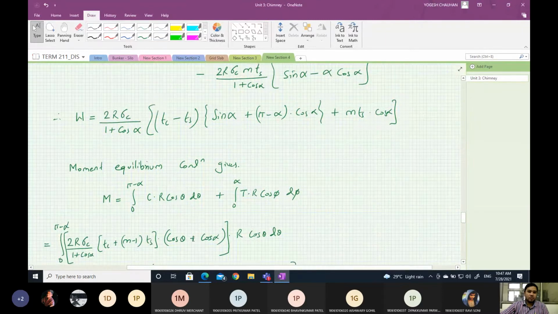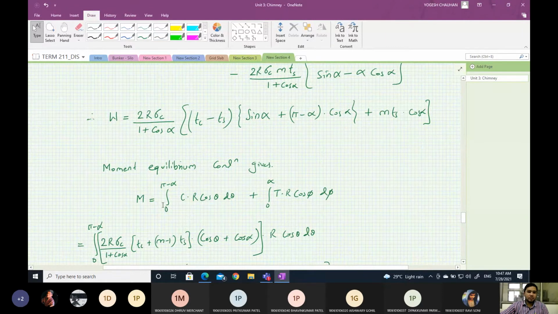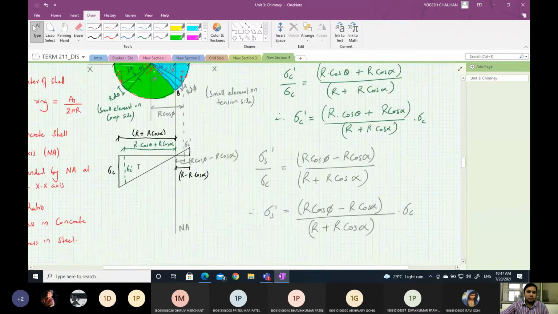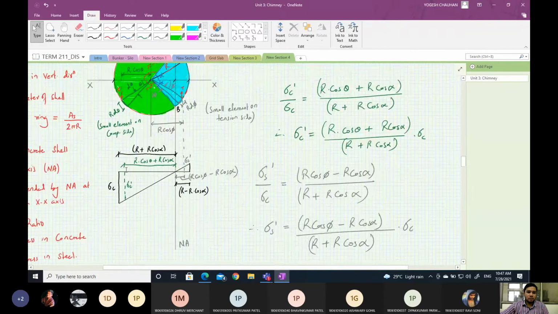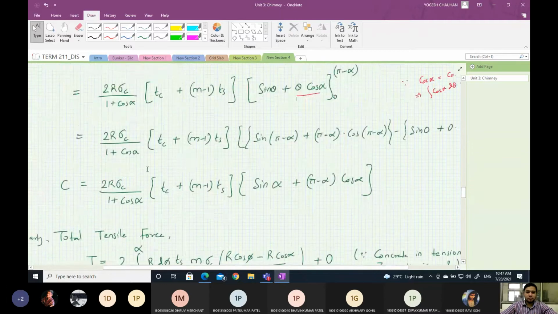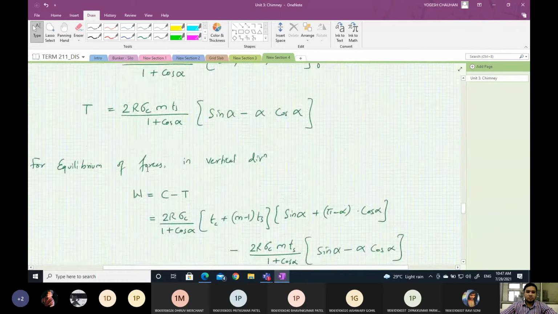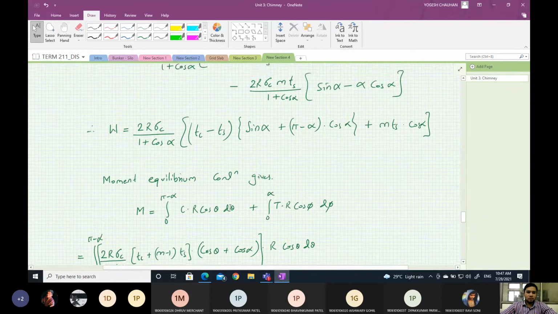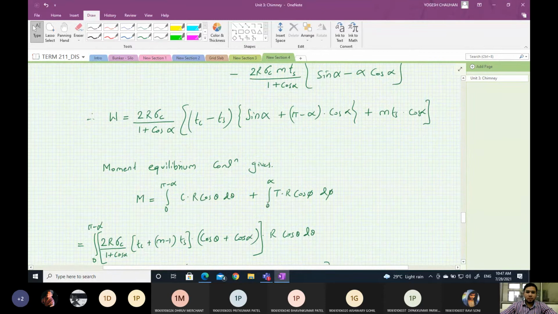And the moment equilibrium condition gives the moment equals the integral from 0 to pi minus alpha of c times r cos theta plus r cos alpha, where c is the compressive force. Similarly, this will be equal to t into r cos phi d phi.